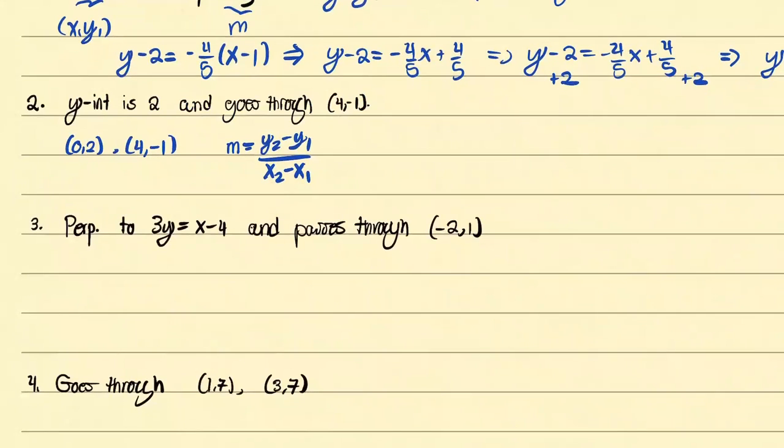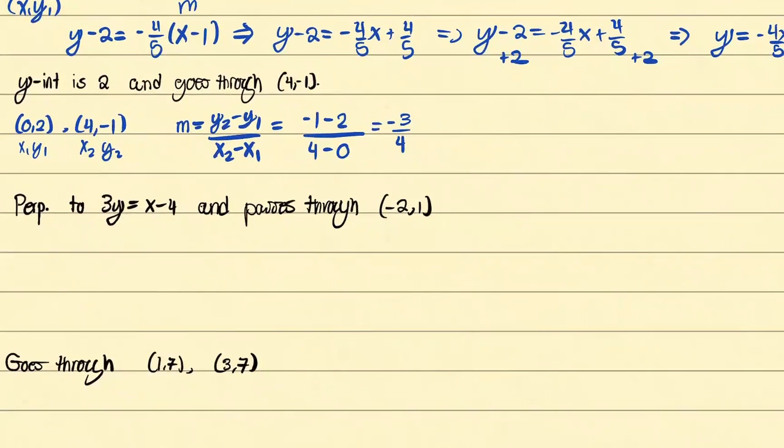So we'll calculate this real quick. I will call this x1, y1, and this x2, y2. So y2 is -1, y1 is 2, x2 is 4, and x1 is 0. This is -3 over 4. And this is the hardest part. Now we have our slope, and now we have 2 points that we can pick from. Let's pick (0, 2) just for simplicity.